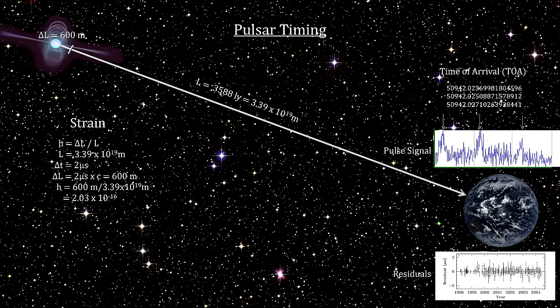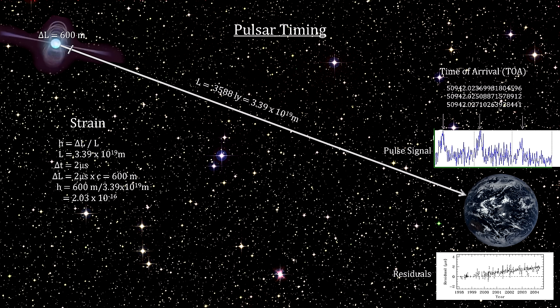Differences between the actual time and the expected time are called residuals. For a steady-state situation, we would see the average over time as a horizontal line, but a very long-period gravitational wave would continuously increase the proper distance traveled by a pulse over a long-term observation program. This plot shows the effect of an increase in travel time of 2 microseconds over 6 years. That's the 600 meters in this example.